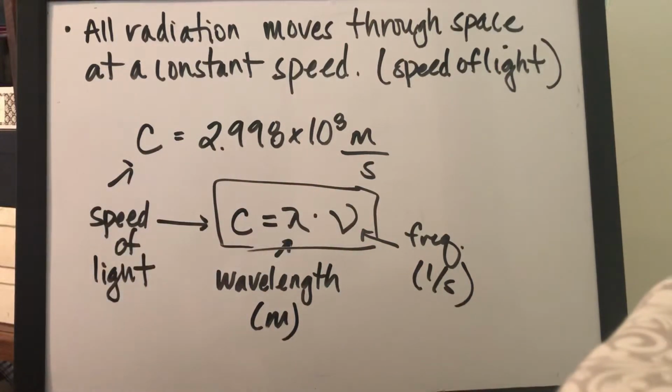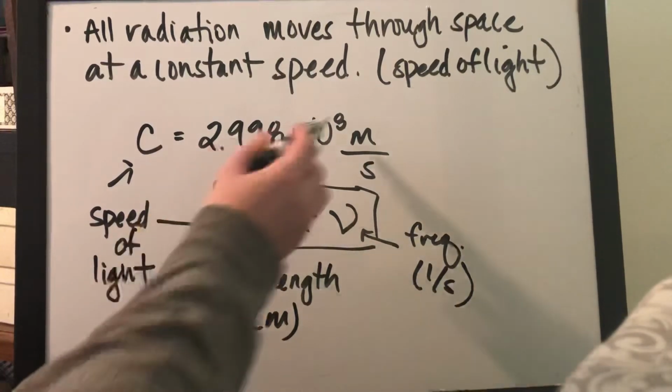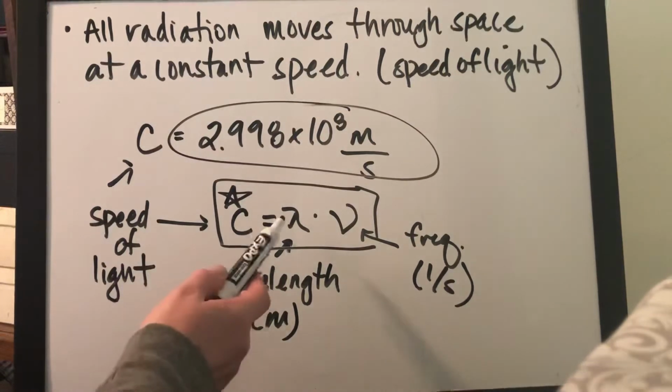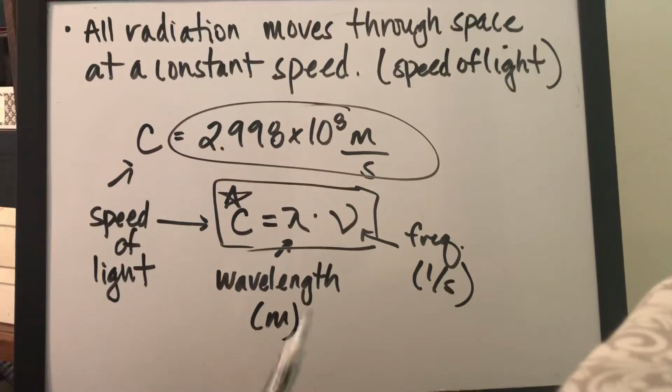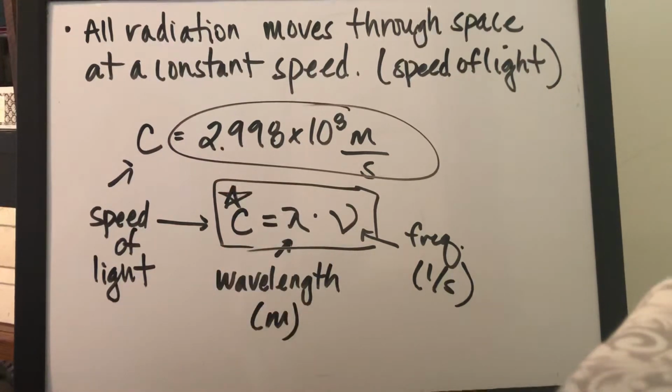Okay, so what this formula allows you to do, think about it, speed of light's always a constant, it's always given. We know the speed of light all the time. So if I know the wavelength of any type of light, I can find its frequency, or if I know the frequency of any type of light, I can find its wavelength, by using this very small equation.